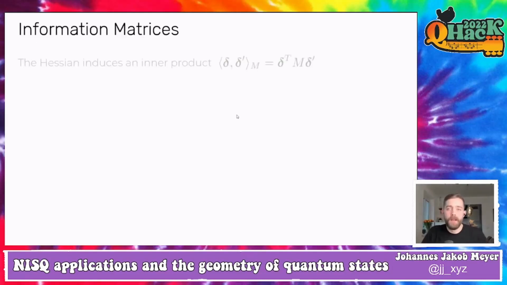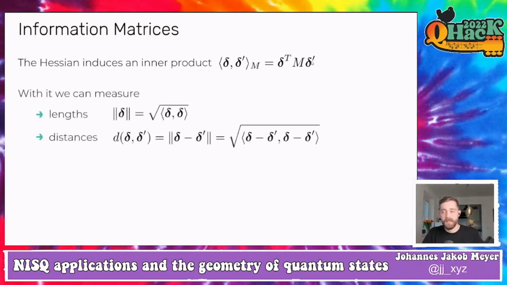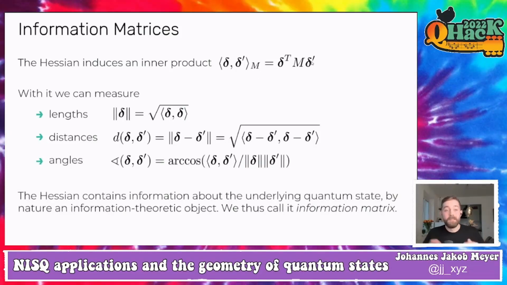And why is this cool? Because this Hessian gives you an inner product. This Hessian is always a positive matrix, because there's no direction in which your function can decrease. It always has to increase, so it's a positive matrix, and it induces a scalar product. And scalar products are really useful because we can use them to measure lengths, distances, and angles. And we can now use it to measure those things, taking into account information about the underlying quantum state or the underlying probability distribution. Because of this, we call those information matrices.